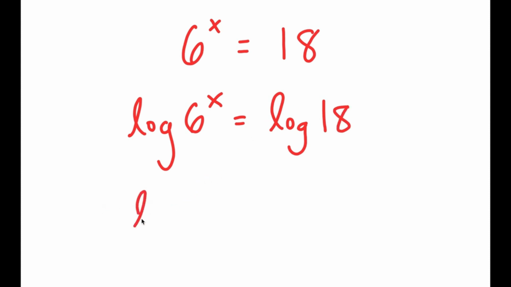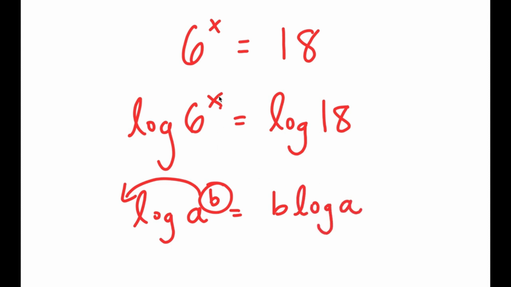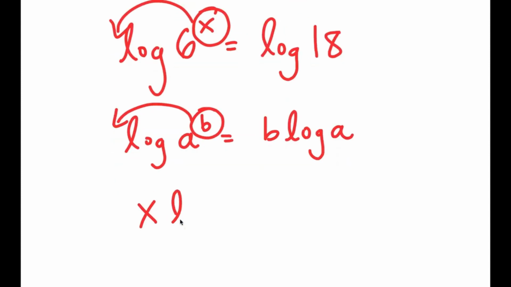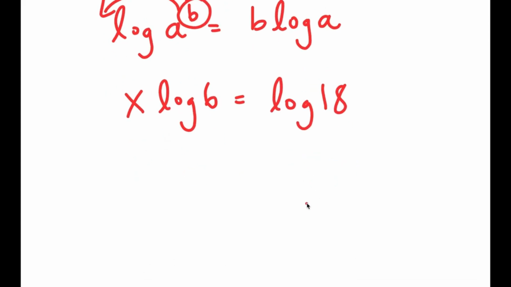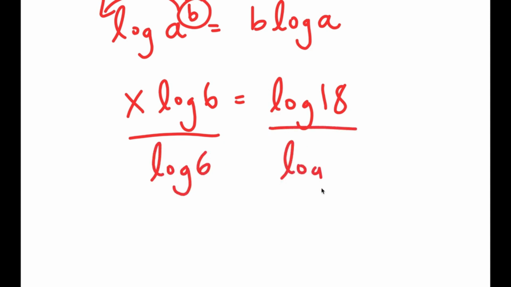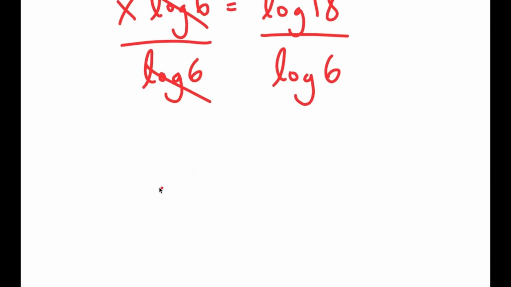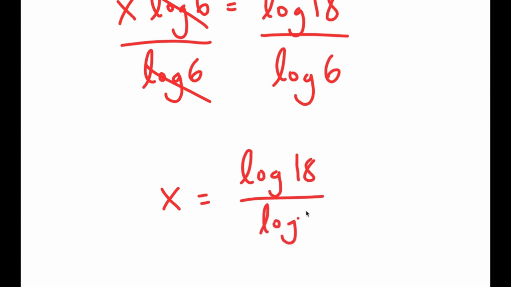Now, if I have something in the form log a to the power of b, I can move this exponent b to the front, so this turns into b times log a. In this case, I have log 6 to the power of x, and I can move x to the front. So I get x times log 6 is equal to log 18. Now from here, I'm going to divide both sides by log 6. So these two cancel out, and I get x is equal to log 18 over log 6.